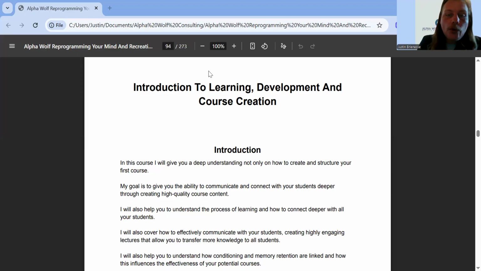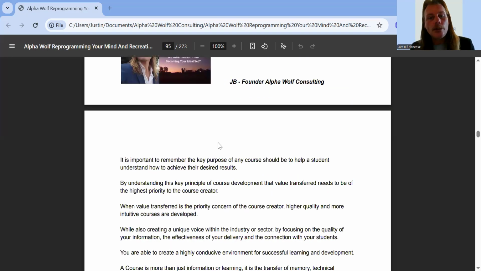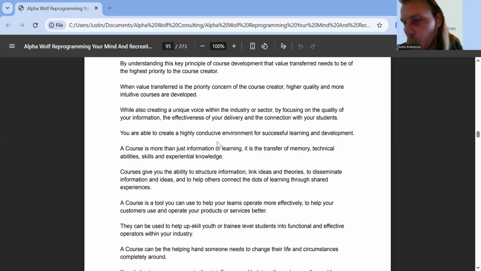So this course will cover understanding what is a course. So, what is the purpose and nature of a course, and how does the structure of a course serve to elevate the understanding of your potential buyers? And when we think about this, we're just thinking of this in the context of business. Okay. So we're not thinking of it in the context of schooling.